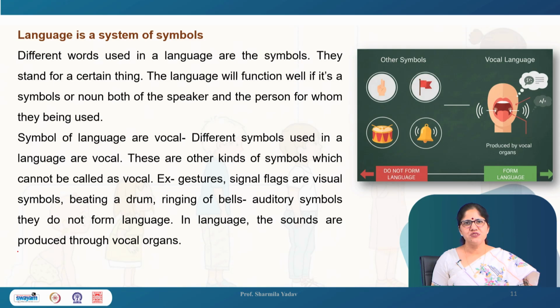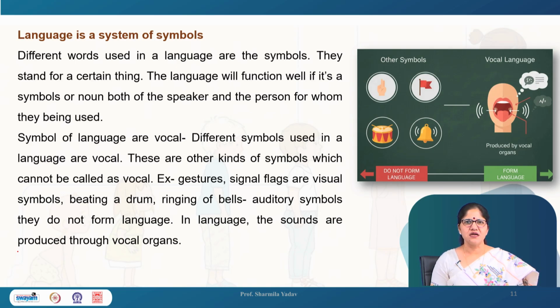Different words used in a language are the symbols. They stand for a certain thing. The language will function well if the symbol is known both to the speaker and the person for whom it is being used. Symbols of language are vocal. Different symbols used in a language are vocal.